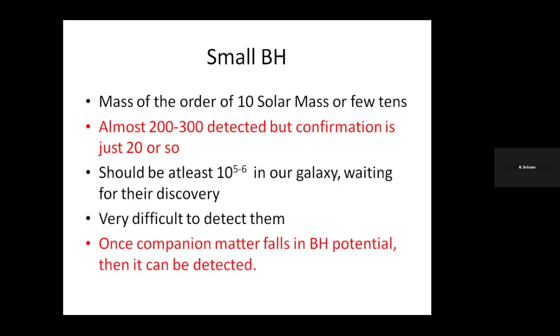When I say confirmation, I mean dynamical confirmation, that is, using Kepler's laws. Astronomers determine the masses of those binary systems, and we confirm that these are actually stellar-mass black holes, or 10 solar mass black holes. Actually, we detected 200, 300, but they are indirect methods by which we say that they are black holes. Theoretically speaking, we should see almost 10 power 6, or let's say 1 million, stellar-mass black holes in our galaxy.